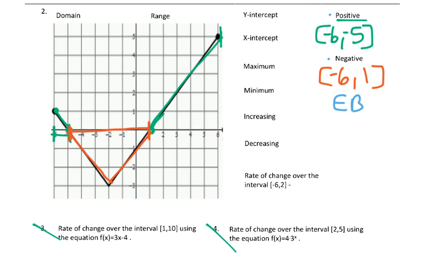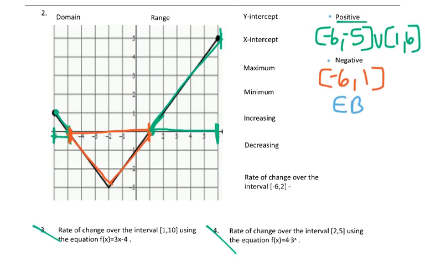Then from 1 back up to the x value of 6, we jump, and from 1 to 6, we get another positive. And there's our 2 intervals of positive, 1 interval of negative. That gives us our whole information. Okay?